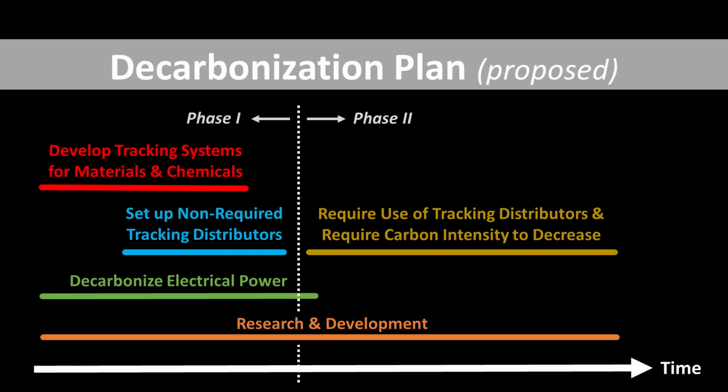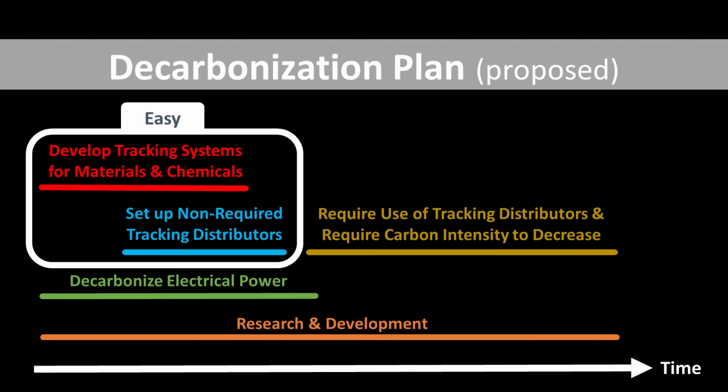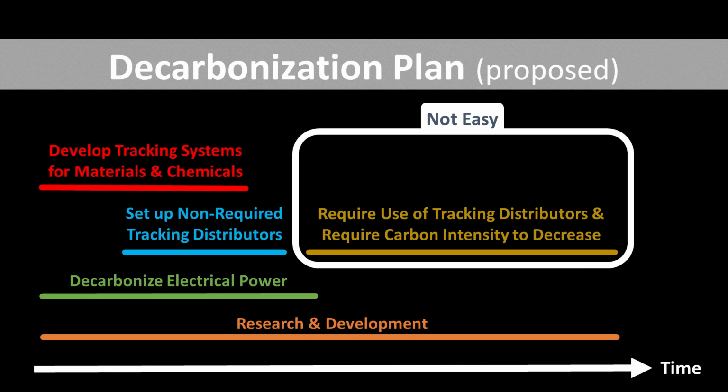In summary, a government can reduce emissions approximately 3 to 1 over 20 years by placing requirements on aggregators of electricity, materials, and chemicals. Political support for setting up tracking systems and non-required distributors would be easy to obtain, since it would not affect the price of goods and services and would not threaten existing companies. Unfortunately, the same cannot be said for phase 2.